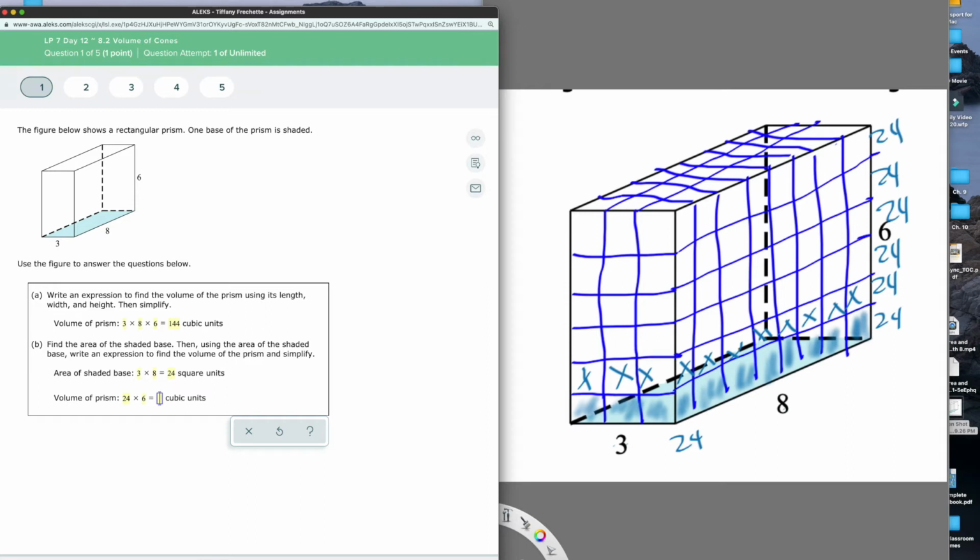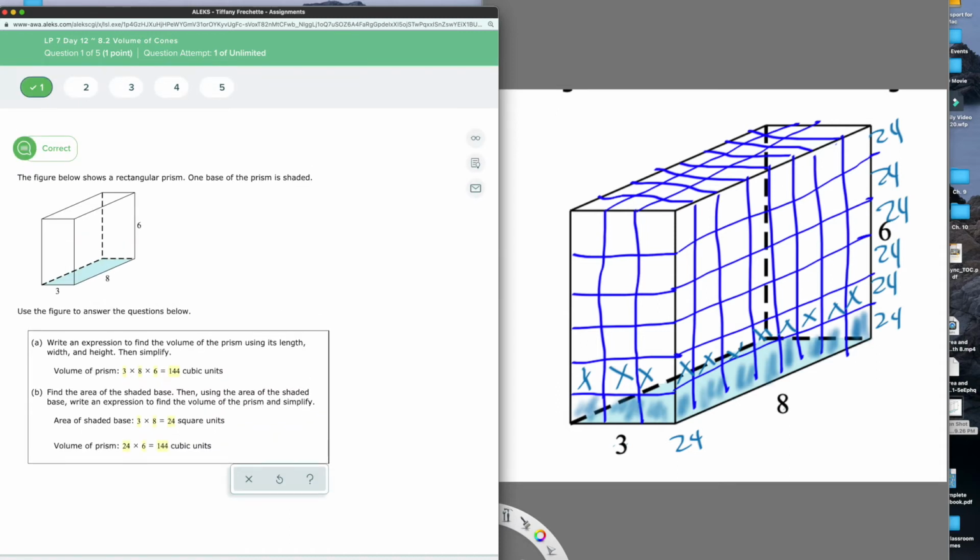Instead of doing 8 times 6 times 3, which for whatever reason is the way I did it, we're doing 3 times 8, which is 24, and then multiplying by 6 to get 144. It's still the same answer. We're just looking at it in a different way, as base times height.